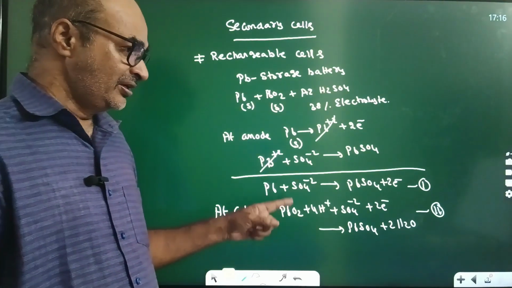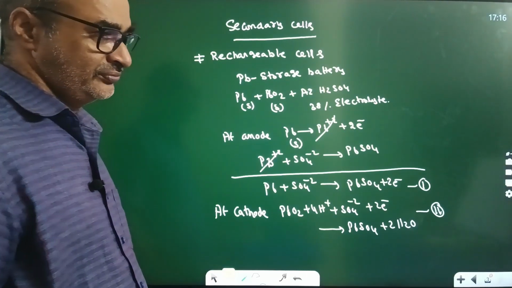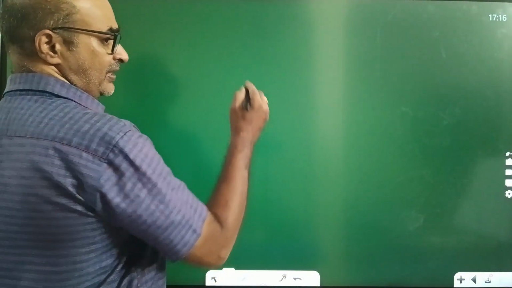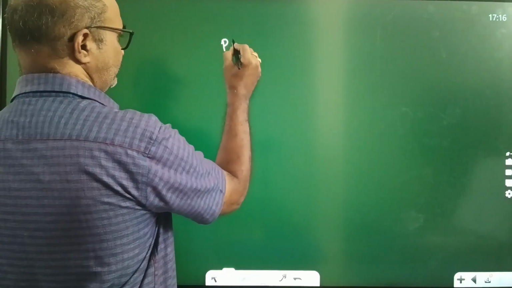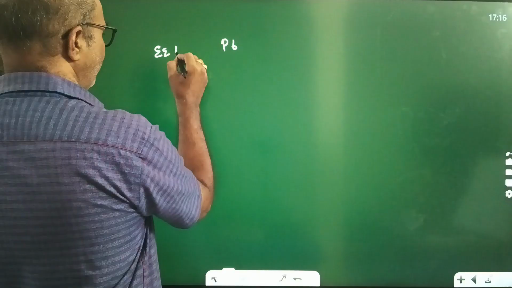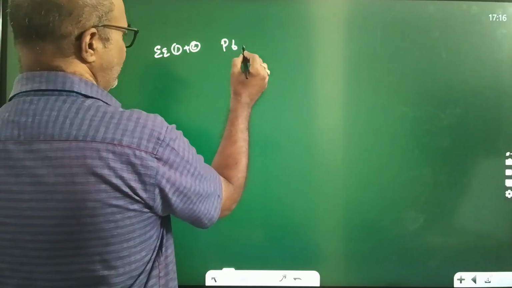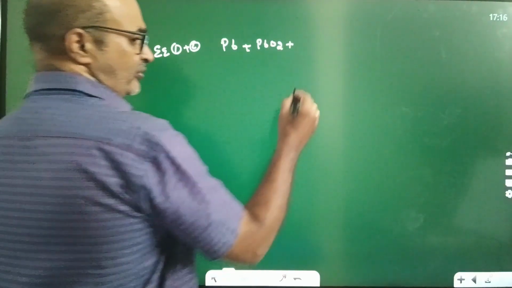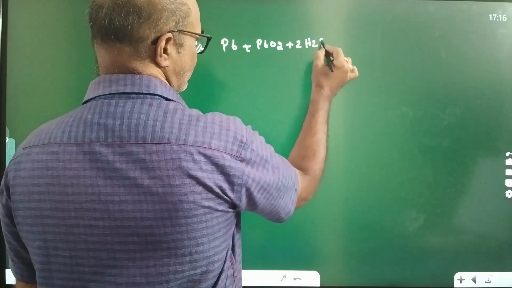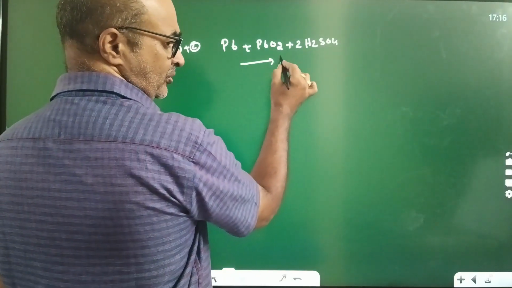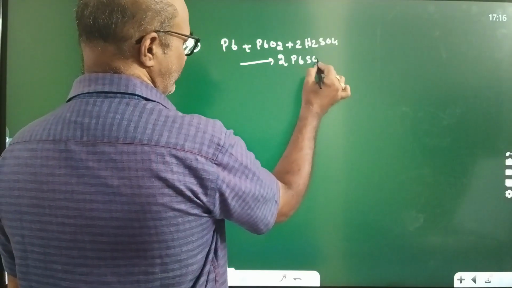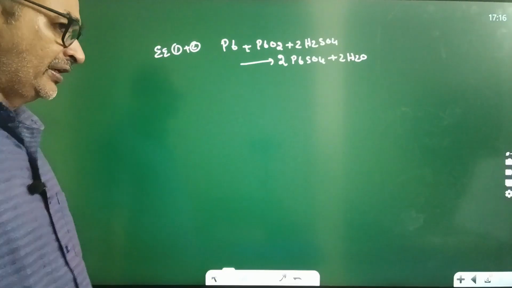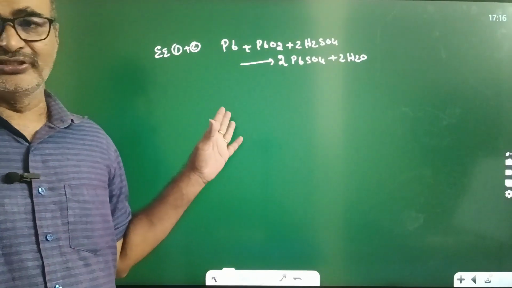Okay, you understand this? Equation 1 plus 2, you get Pb plus PbO2 plus 2H2SO4 gives rise to 2PbSO4 plus 2H2O. Okay, the above reactions take place during discharge.